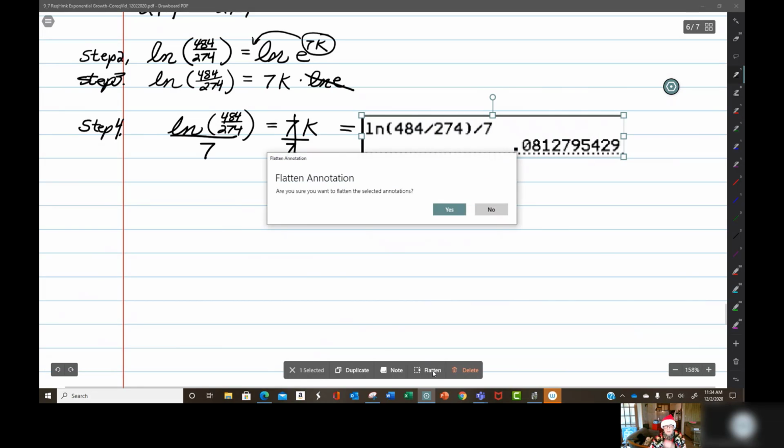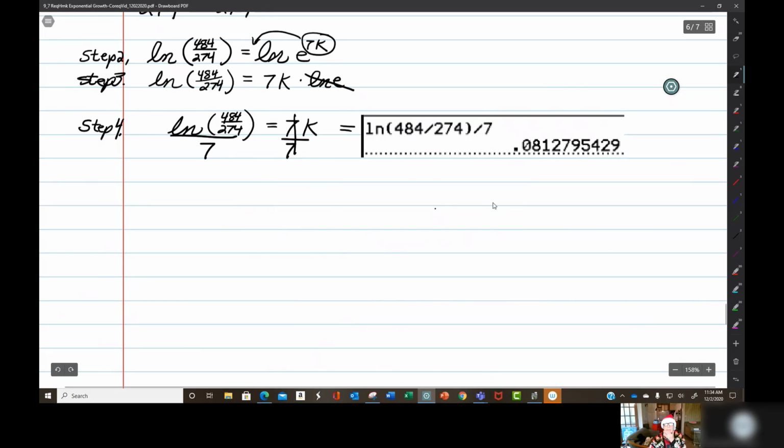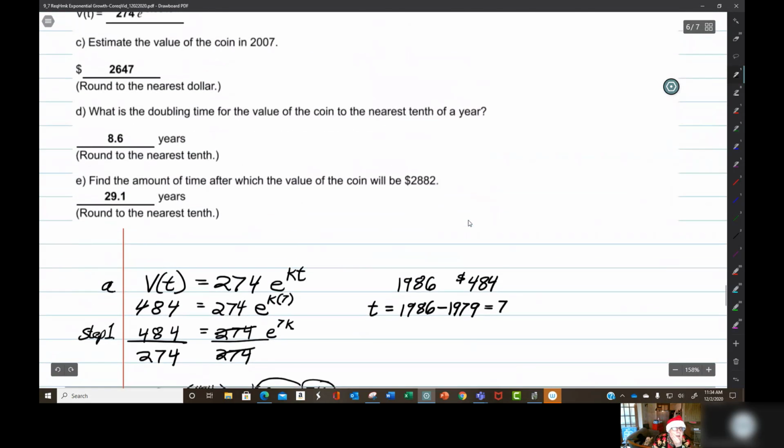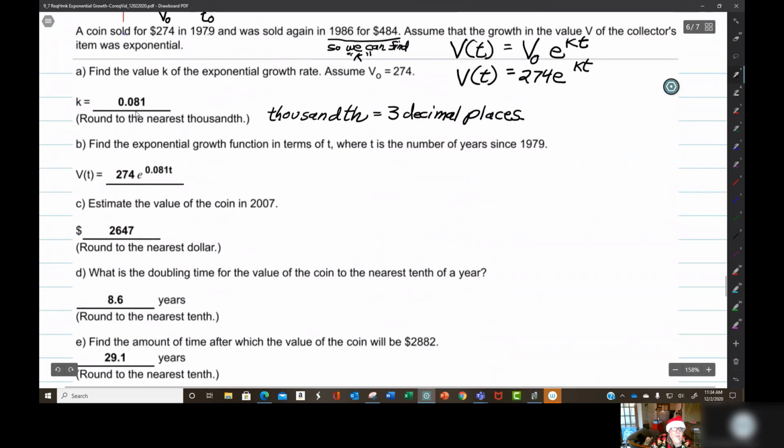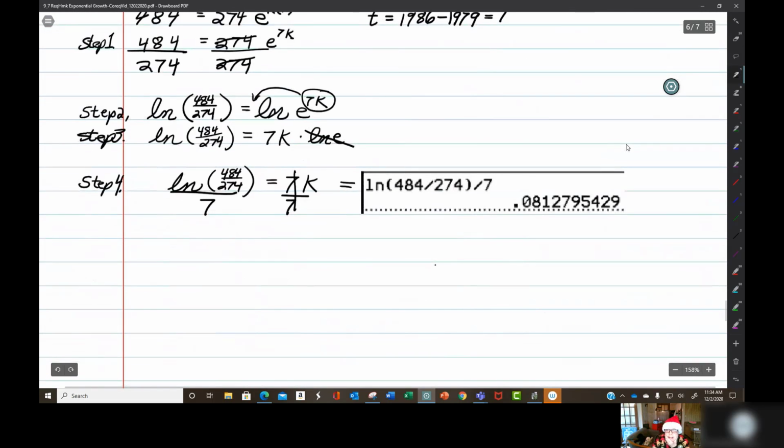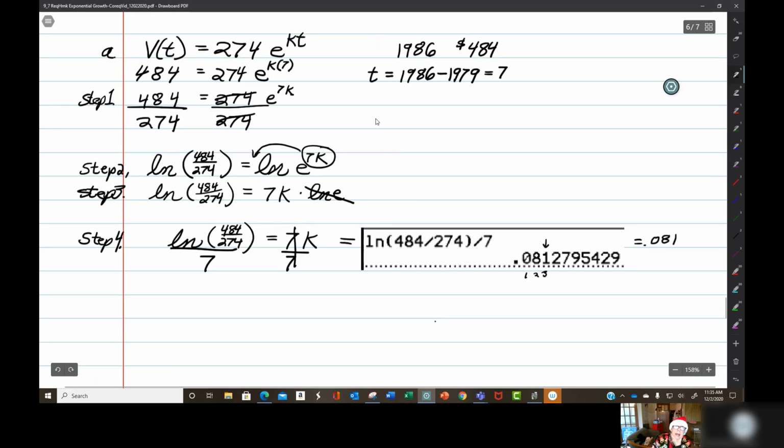Okay. There. 0.081, round to the nearest thousandth. 3 decimal places. 1, 2, 3. I look over here at the 2, and the 2 is not big enough to round the 1 up to a 2. So we're going to stay at 0.081. And that's the answer to part A.